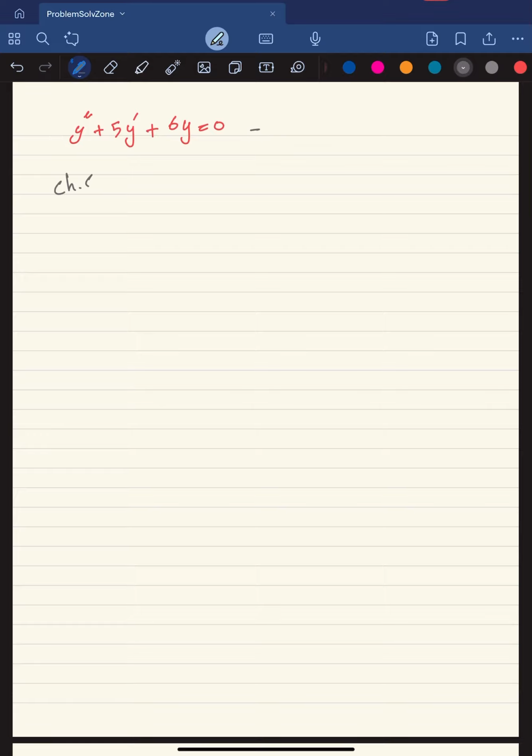write the characteristic equation. When we have an equation in this kind of form, all like this and equal to 0, we write the characteristic equation for it, and the characteristic equation will be in the form like this. So we're basically turning our differential equation into a polynomial equation. After this we have to find the roots of this equation.